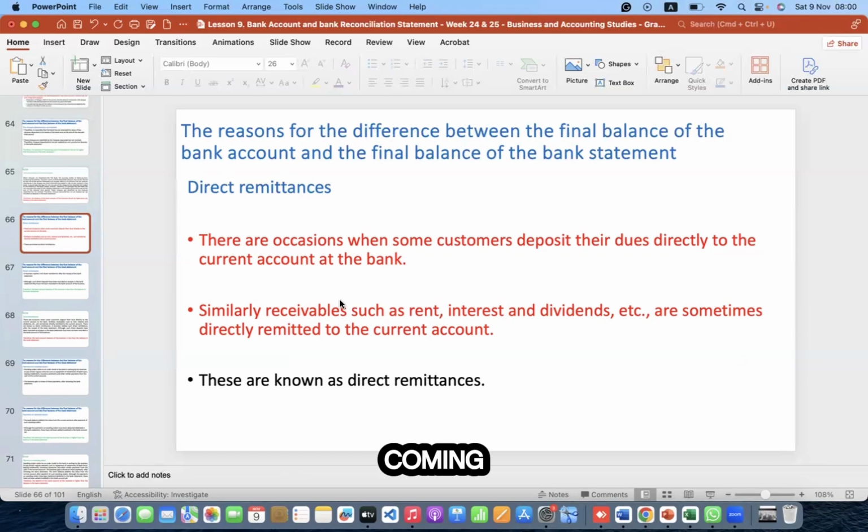No, they are not coming to you and saying something like that. Instead, what will happen is it will straight away go into your bank account. We call that a direct remittance. A dividend, for example: you have invested in the share market and you are receiving dividends. Once you receive those dividends, they are directly remitted into the bank.